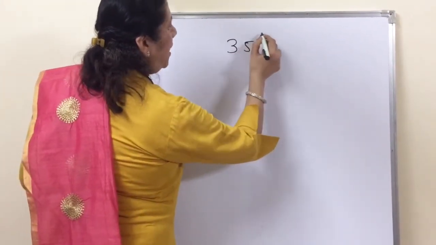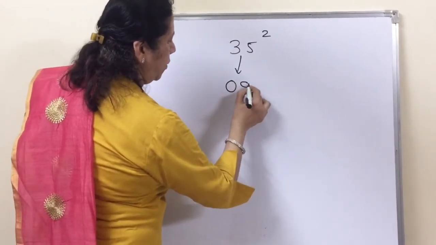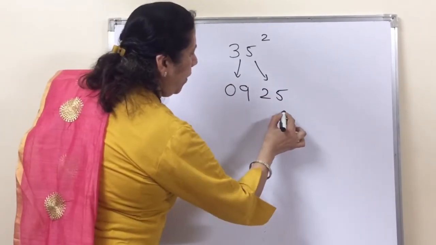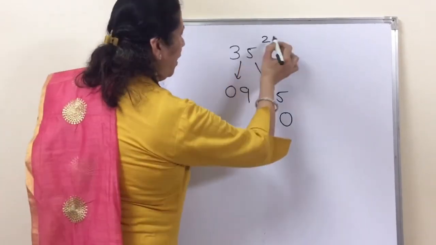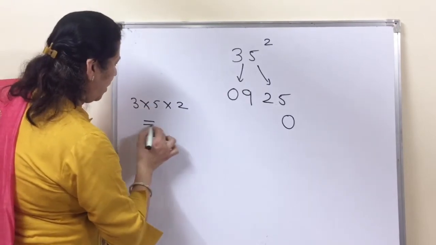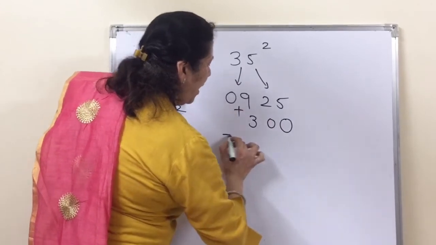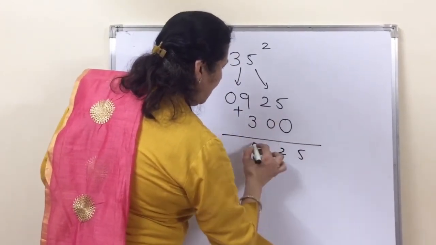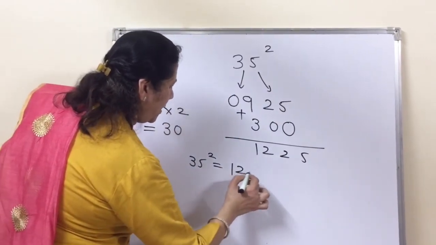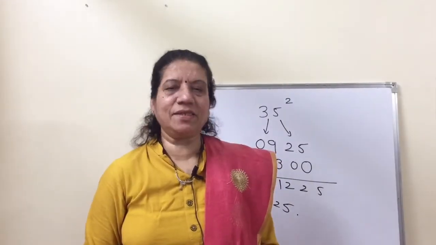Say 35 square. What you have to do is 3 square, we write down 0, 9. What is 5 square? We will write down 25. Now always put a 0 here. And we will multiply these three numbers. 5 twos are 10, 3 tens are 30. So we will write down 30 here. We continue the same way here. Let us add. 9 plus 3 is 12, and see you get the answer. 35 square is 1225. So let us take some more examples.